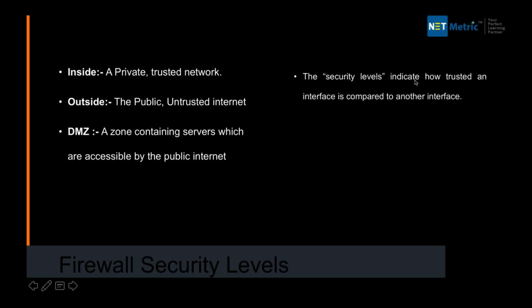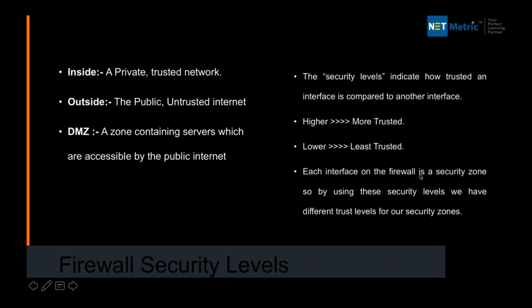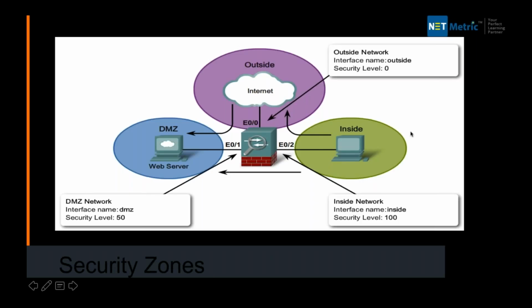The security level indicates how trusted an interface is compared to another network or interface. Higher is more trusted; lower is the least trusted. Each interface on the firewall is a security zone, and using these security levels we have different trust levels of our security zones, and that's what I said as of now. So over here I have taken the same example: outside, inside as well as DMZ.